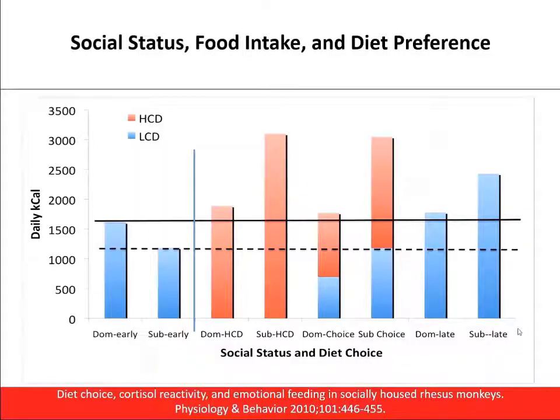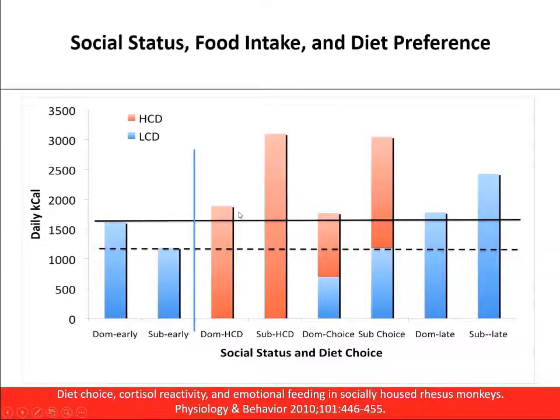And this is just to demonstrate the emotional eating paradigm. So these are dominant monkeys fed vegetarian chow in the blue. And subordinated monkeys will often weigh less in that circumstance because they don't have the same access to the food because the monkeys who are dominant often guard it. And this is in a group setting. So there's a food box and the monkeys have to compete for the food.